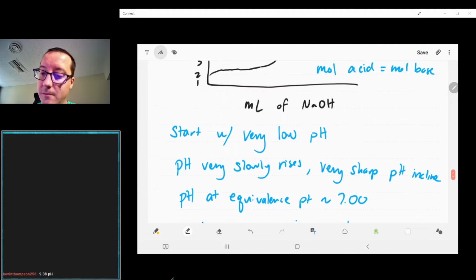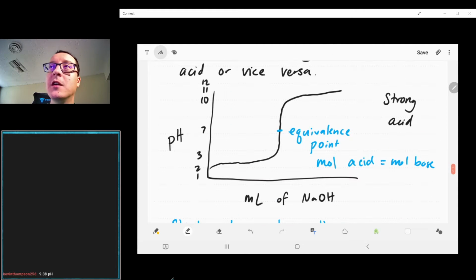So we see, again, looking at our graph here, slow increase, very, very sharp curve, equivalence point around 7, and then it kind of is just symmetrical on the other side where we go through.